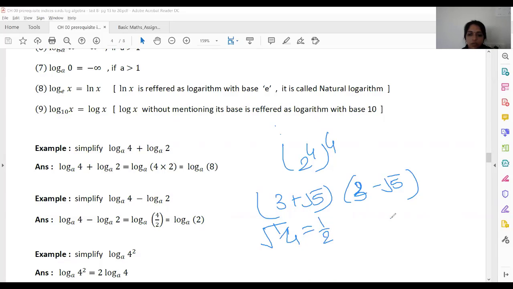Now what about the cube root of 11? It is surd or not? Yes, it's a surd. Yes, perfect.